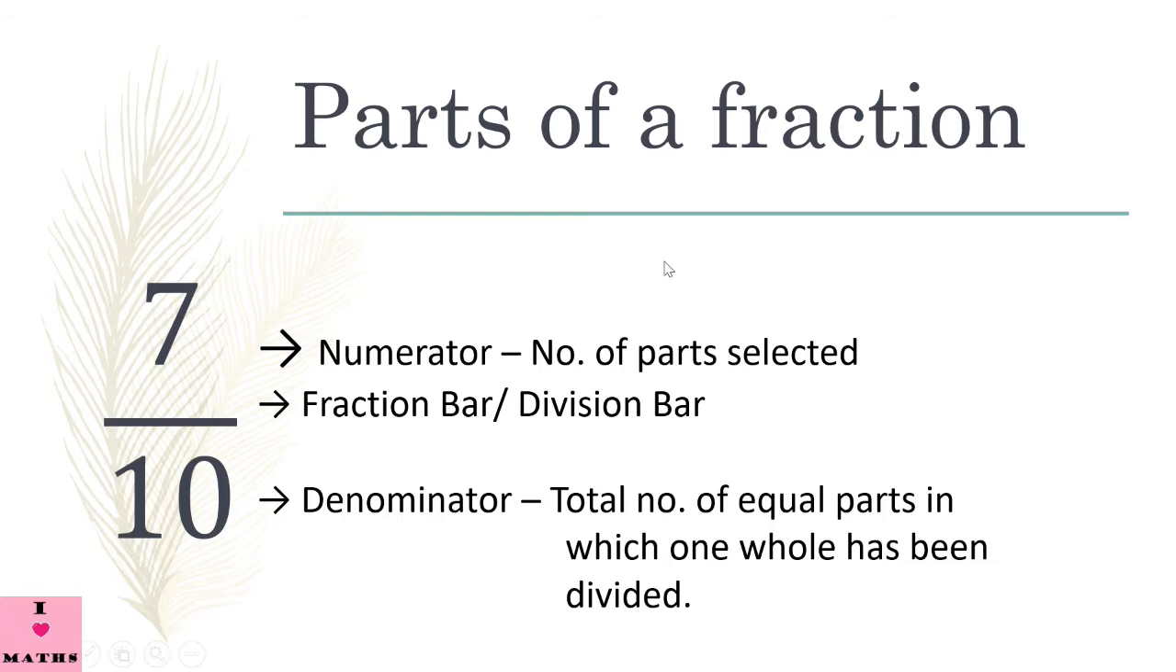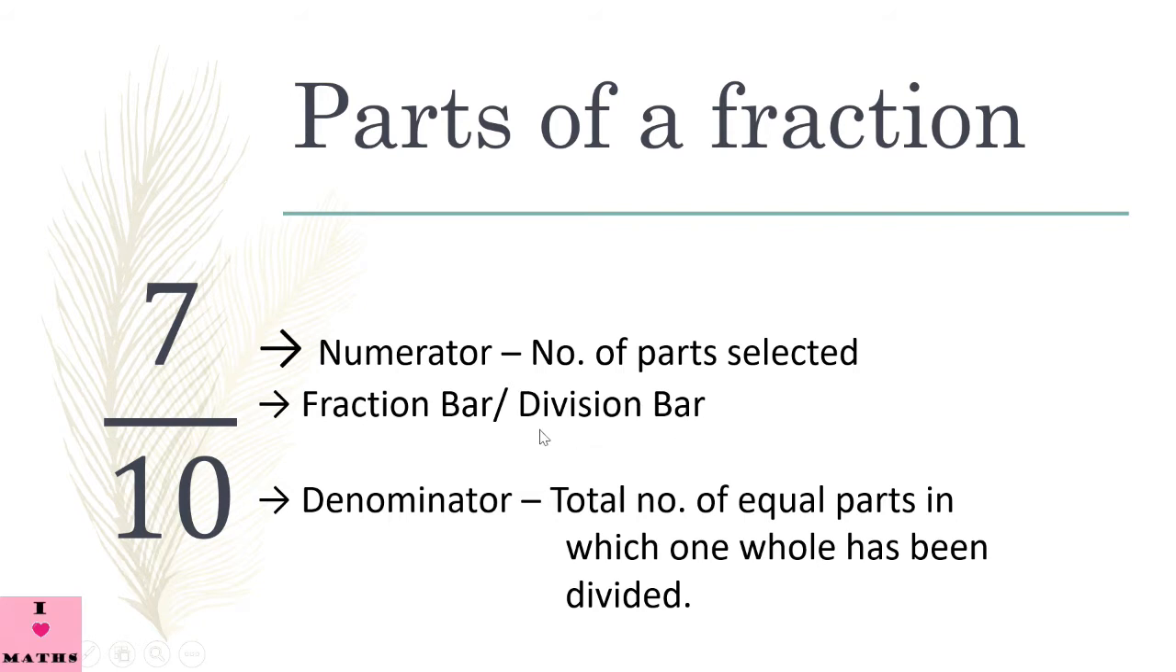Now, parts of a fraction. 7 upon 10 is a fraction. Children, every fraction has two numbers. One number is written above this line, and this number is called the numerator. And the number which is written below this line is called the denominator. Now, this line is called a fraction bar or the division bar.